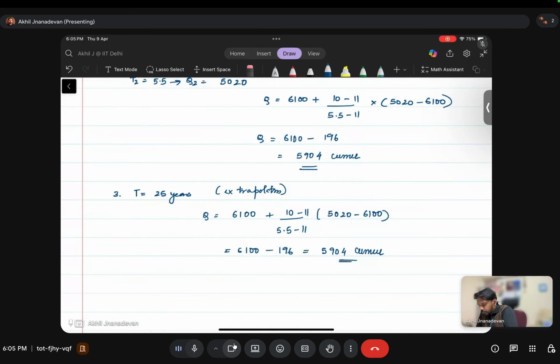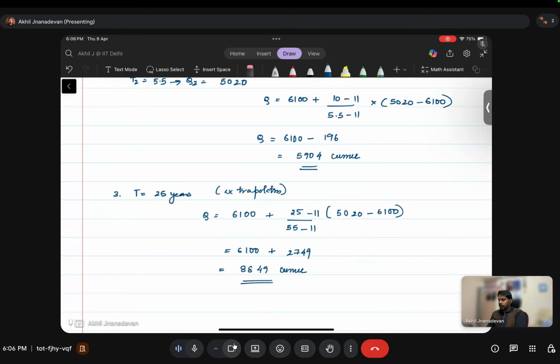Sorry, this part was wrong. We're doing extrapolation, yes. 25 minus 11 divided by 5.5 minus 11, and 5020 minus 6100. Right, so this will come around plus 2749, which will be around 8849 cubic. We were extrapolating that, right?